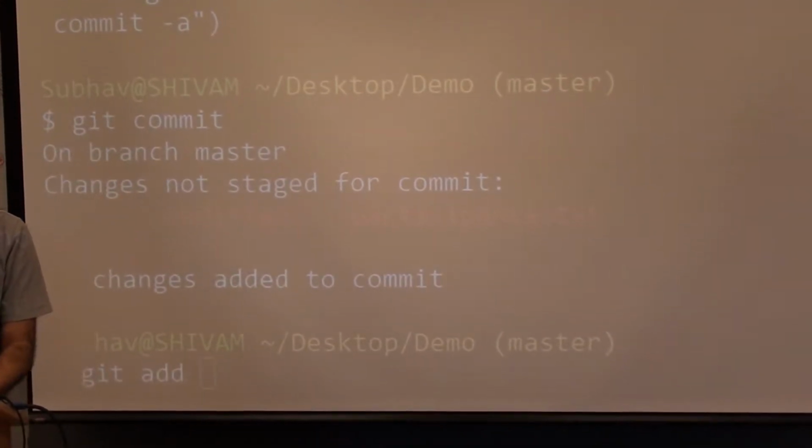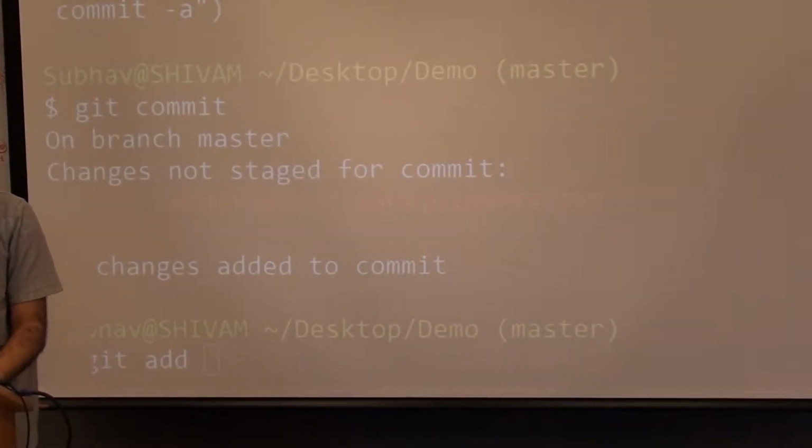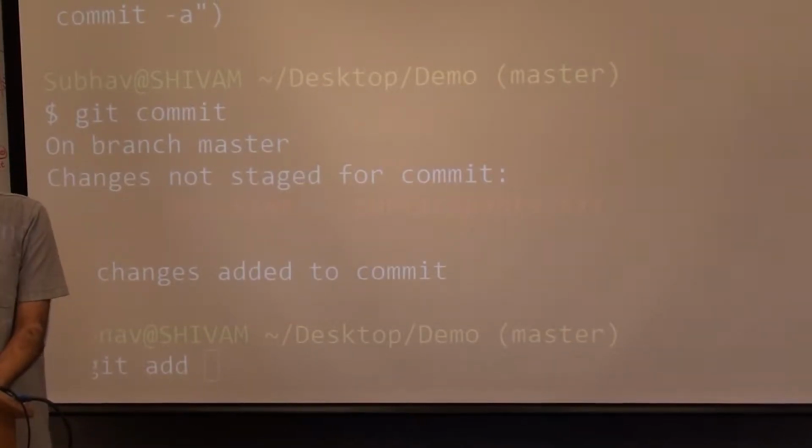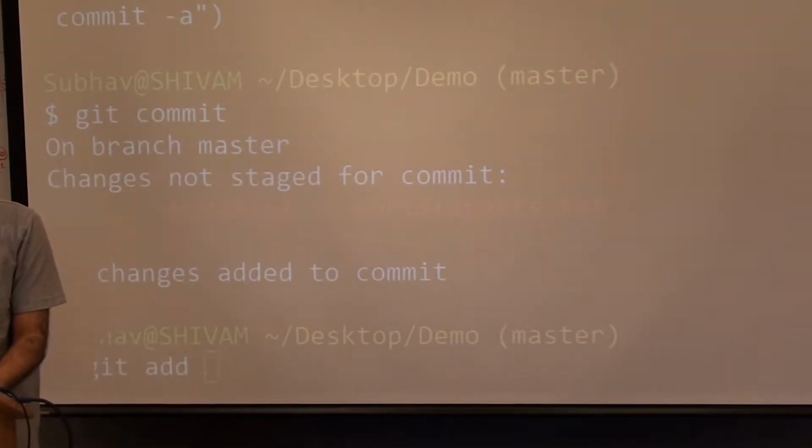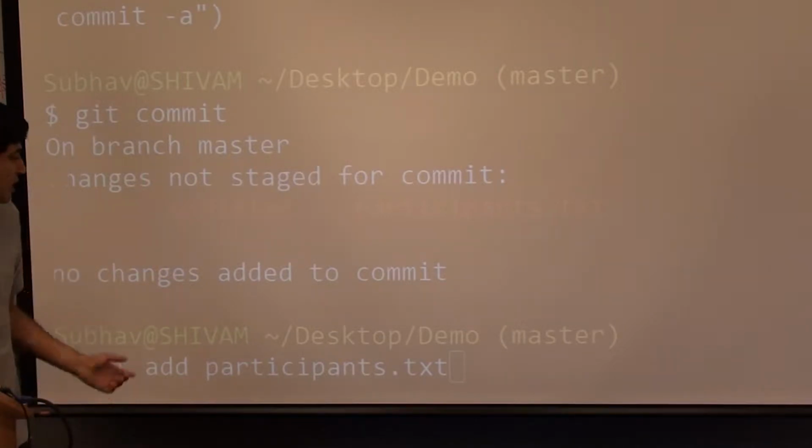So git add isn't just for adding files to your repository, it's also for adding changes to your repository, and that includes deleting files too. So I want to git add that change that I just made by doing git add and the file name again.